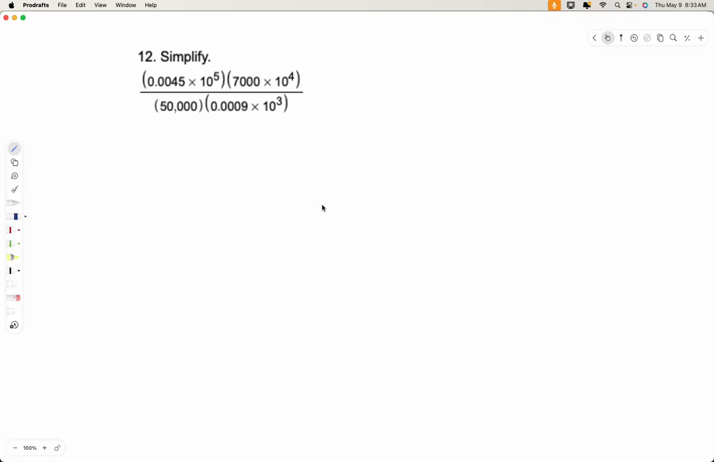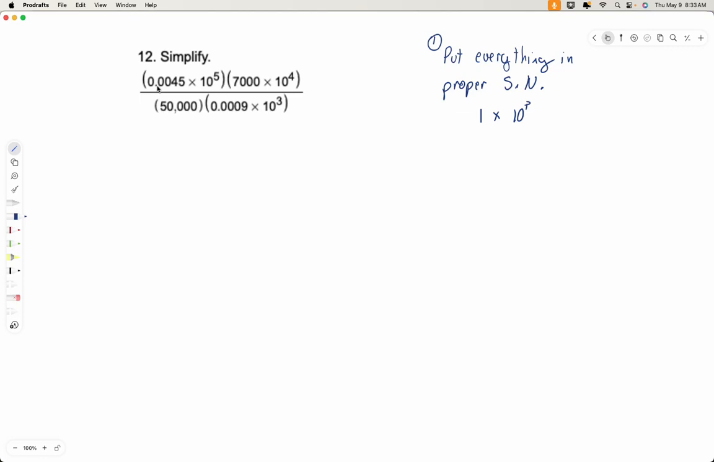All right, this one says to simplify. So the very first step, step number 1, is always to put everything in proper scientific notation. Okay, that means you need to have a ones place times 10 to a power. Okay, so we need to have a ones place.